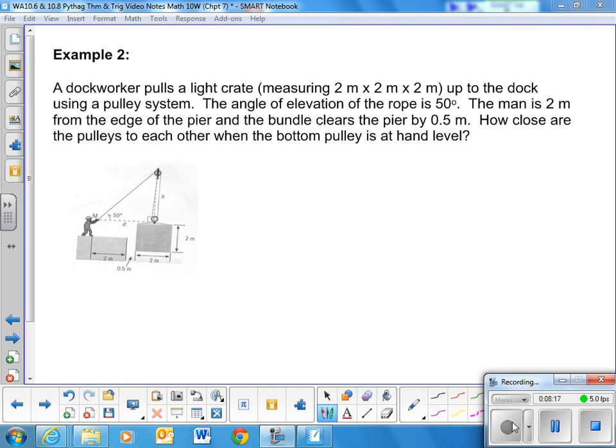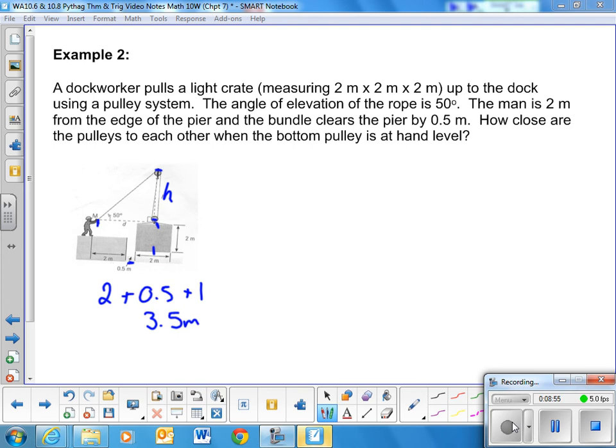Okay, so the distance between the two pulleys, they've labeled here as h. So this is what we're looking for. If we're going to use the tangent function, that means we need to find the total distance from the man to this pulley. Well, the first distance is the 2 meters that he's standing back from the dock, plus the 0.5 meters that's in between the edge of the pier and the crate. And then that pulley is located halfway through the crate, so we need to add 1 more meter. Gives us a total distance there of 3.5 meters.